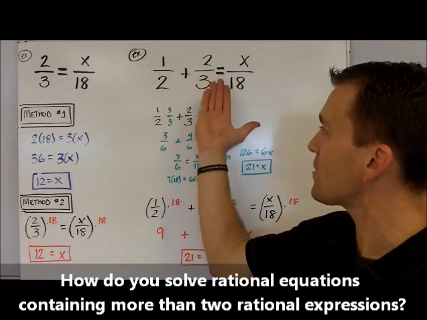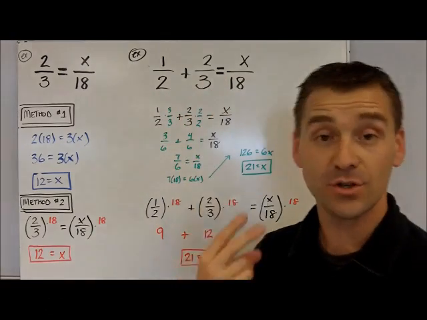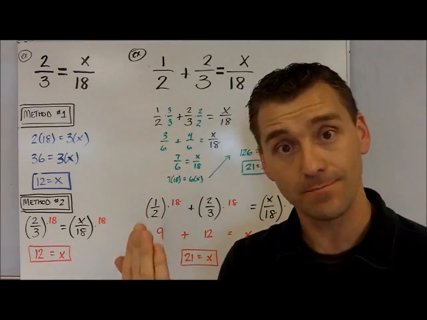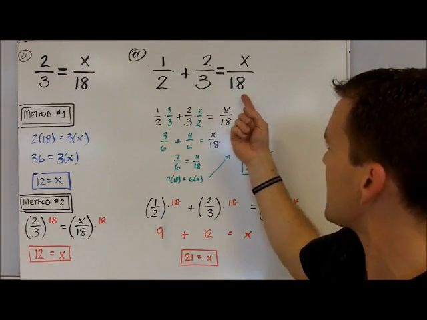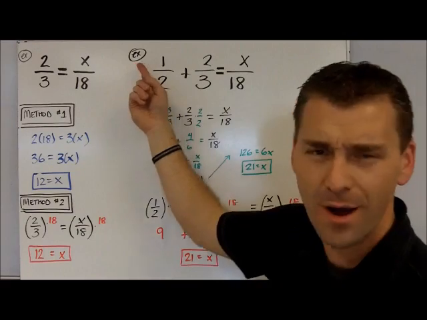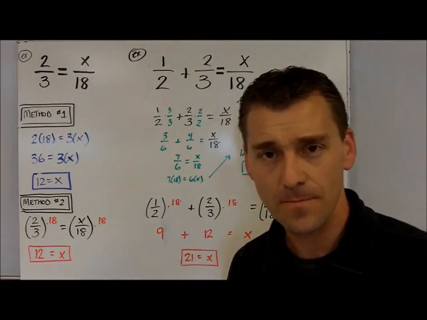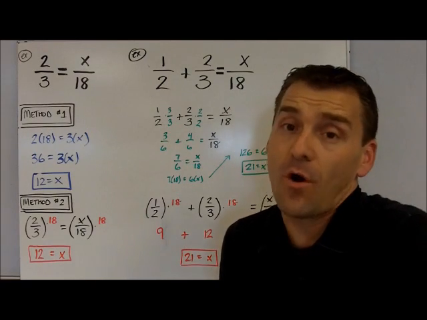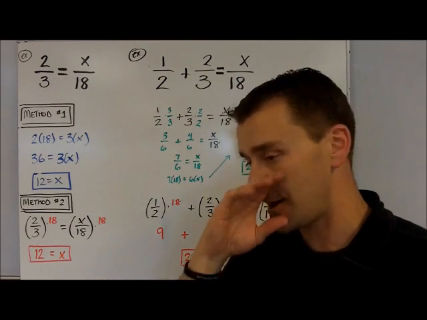Over here on the right, though, when you see an equation that has rational expressions where there's more than two, one on either side, you can't use cross products, because what would you do? You can't take 18 times 2 plus 1. You can't take 2 plus 3 times x. That's just as weird.